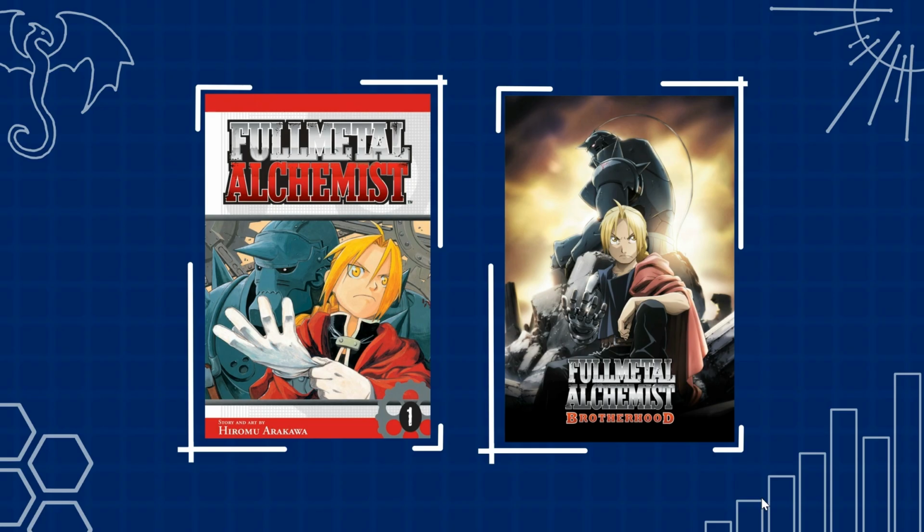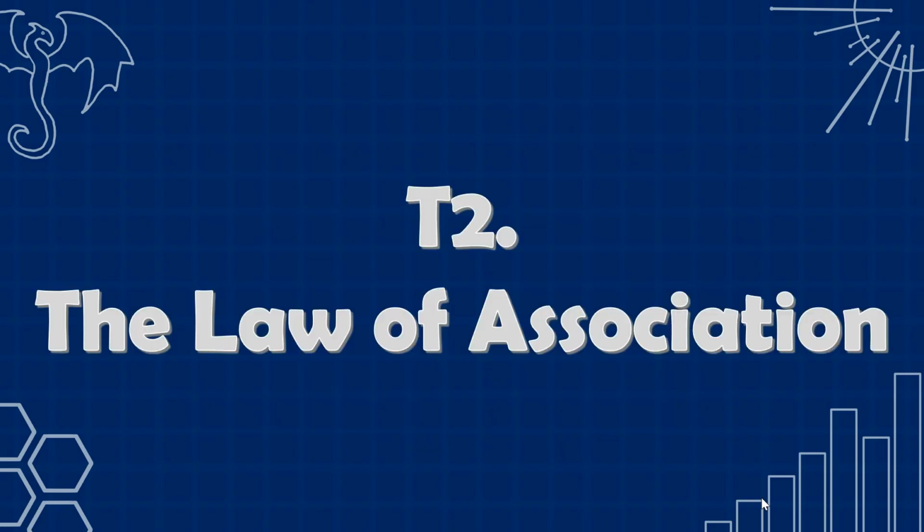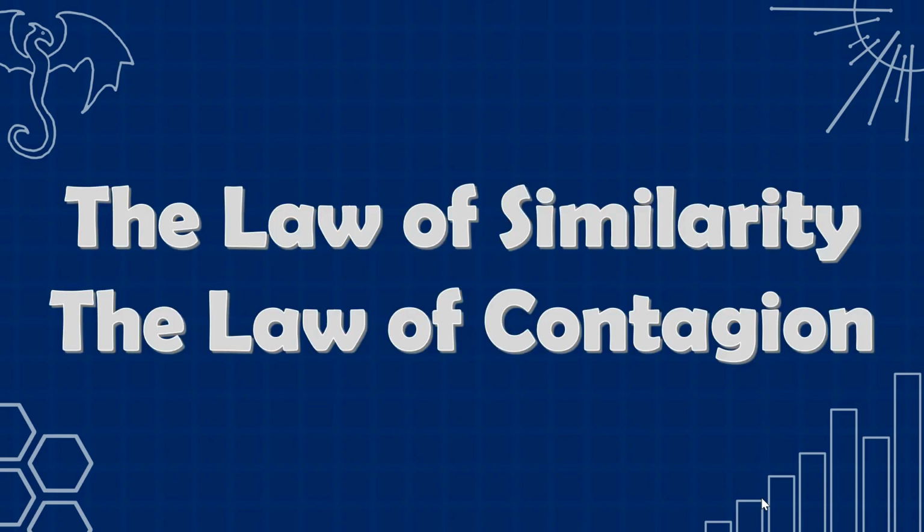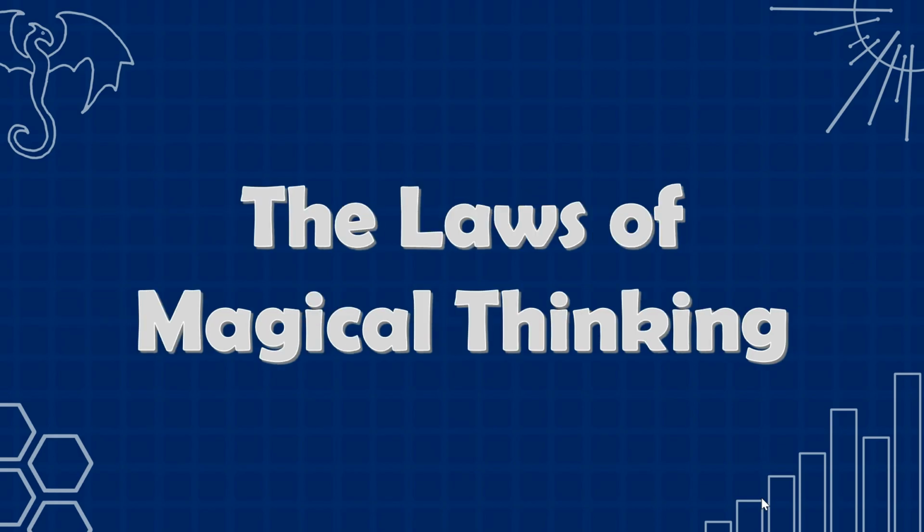The second one is the law of association, which states that there must be an association between the source or channel and the effect. This is exactly what I was talking about in the first video of this series when I said that the magic system must be logical. Two of its variants are the law of similarity and the law of contagion, commonly known as the laws of magical thinking. They are featured heavily in Hollywoodian voodoo magic but are also used in psychological research.